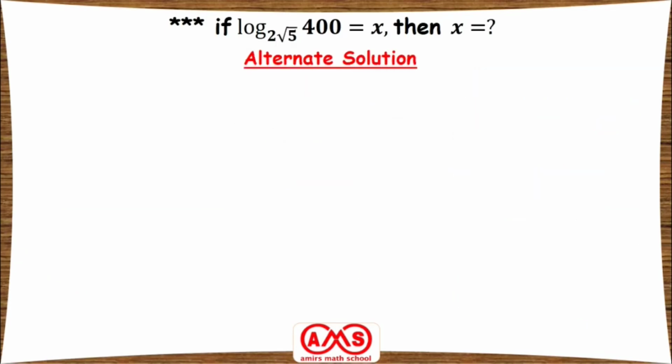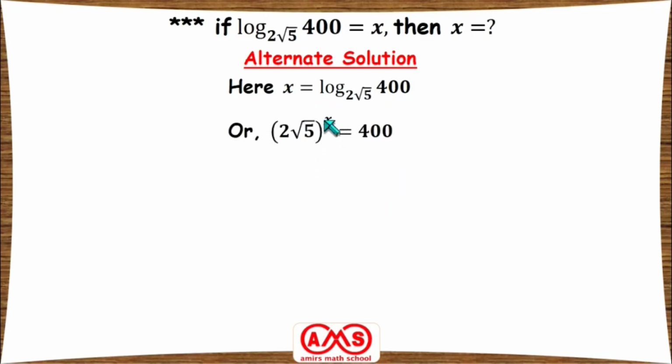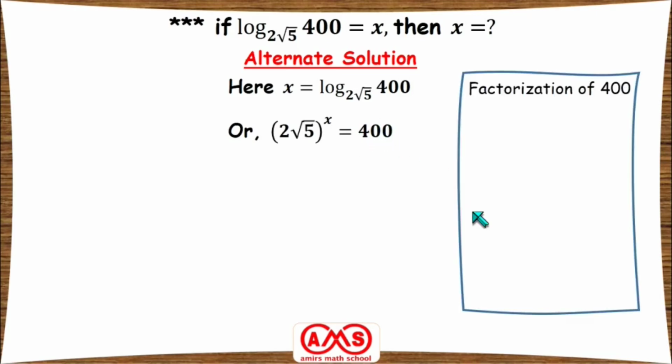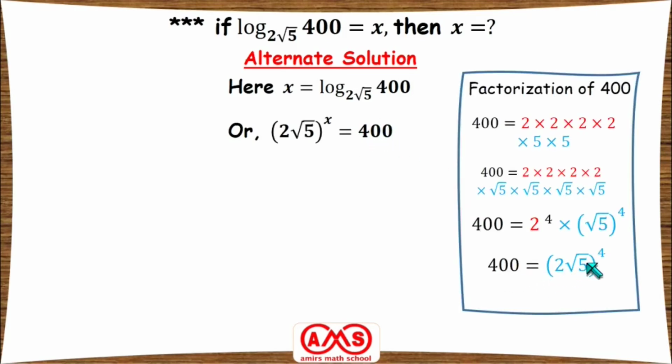Now let's see one alternative solution, that is, here x equal to log 2 square root of 5 base 400. After applying the logarithm and exponential conversion formula, we can write 2 root 5 to the power x which is equal to 400. Now the factorization of 400 is 2 root 5 to the power 4. So on the right hand side, if we write 400 as 2 root 5 to the power 4, then the equation will be 2 square root of 5 to the power x equal to 2 square root of 5 to the power 4.